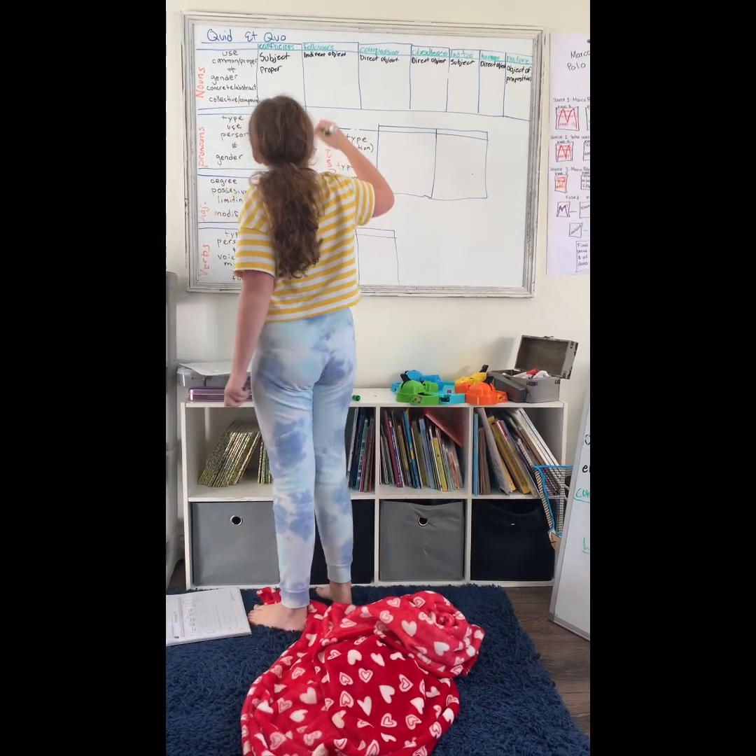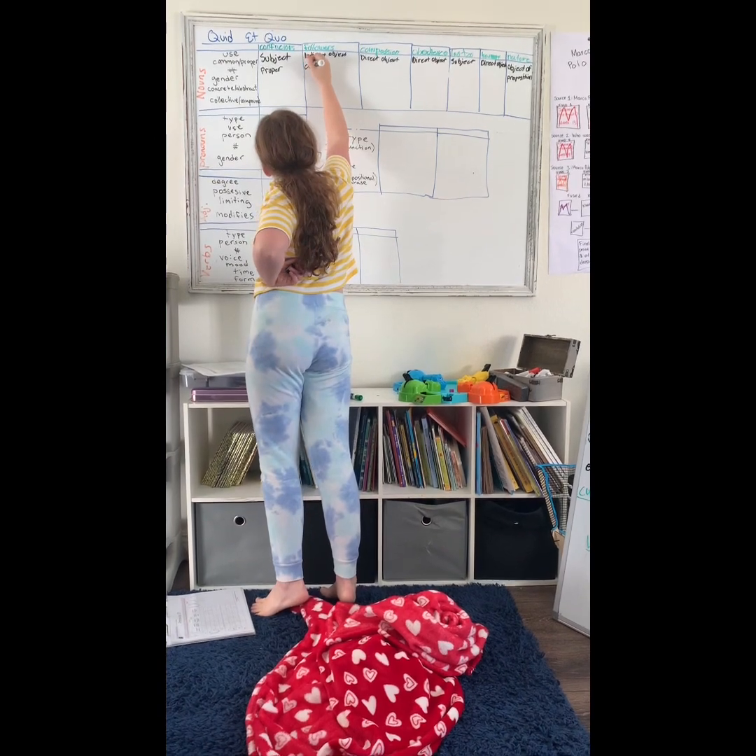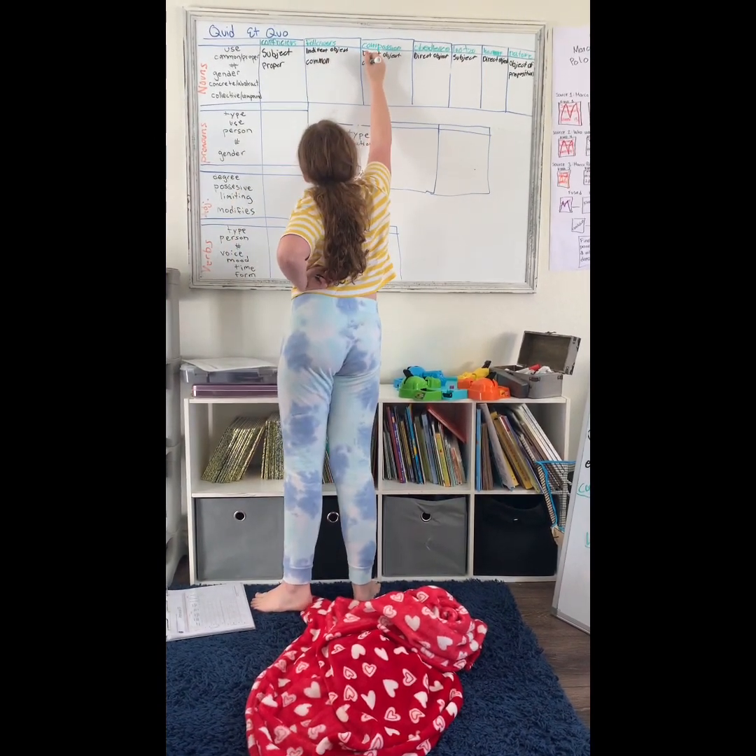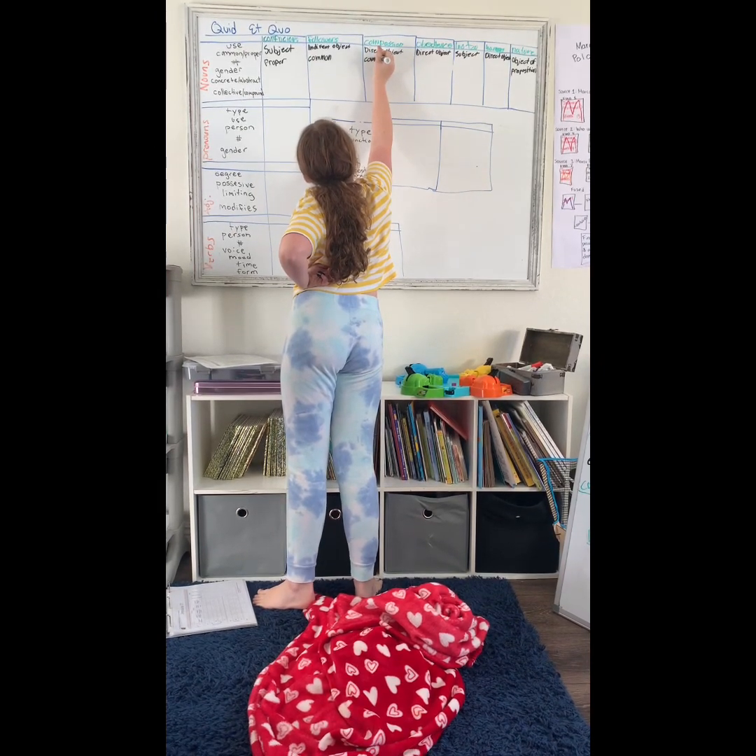Confucius is proper, that's correct. Followers is common, that's correct. Compassion is common. That's correct.